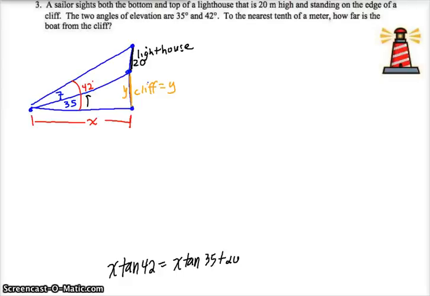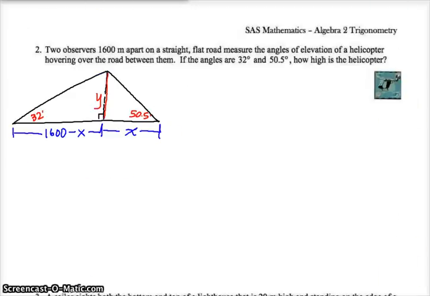Okay, let's look at the next one. I'll do the next one with you, and then you'll do number 3 on your own, and you can check it with me later. I've already drawn the triangle, but you should try and see if this makes sense, or try to draw one on your own. It says 2 observers 1,600 meters apart, so we have this observer here and this observer here. Their total distance between them is 1,600 meters.